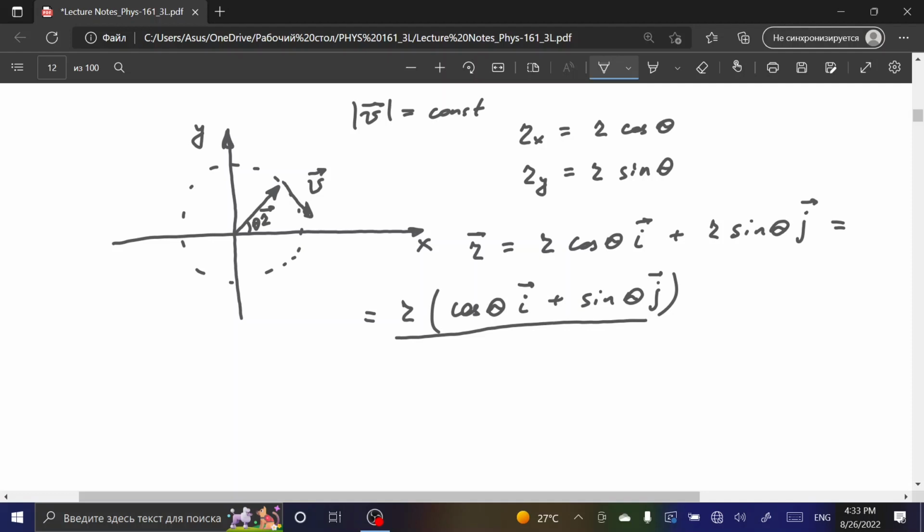Angular velocity. So what exactly are we doing with angular velocity? Look here, which parameters can change over time in this equation? The radius is constant because this is our circle. So here is angle theta. How do we represent angle theta as a function of time?